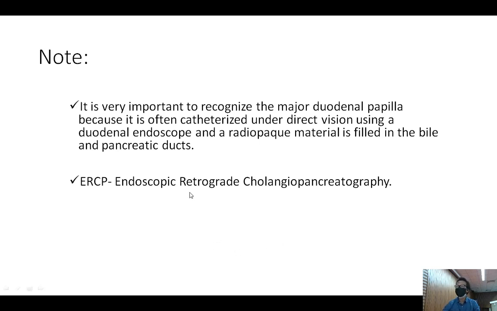ERCP, endoscopic retrograde cholangiopancreatography, you'll have to find that location, and when you find that point, you will inject the radio opaque materials, and then you can see the bile duct and the pancreatic duct. So this kind of test is used to check the bile duct and the pancreatic duct, okay, and the pancreas.